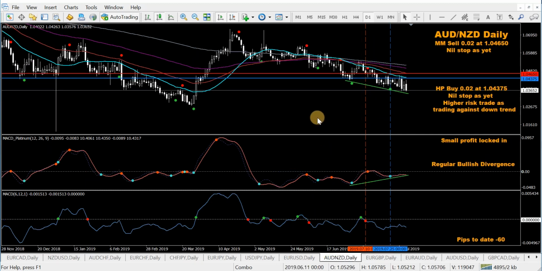And here's Aussie New Zealand. Took a first trade on the left, a Mod MACD sell, as you can see on my notes, followed by a high probability buy. You can see there's small profit locked in. I'm down about 60 pips on this pair. It's been a tough pair to trade this year, the Aussie New Zealand.